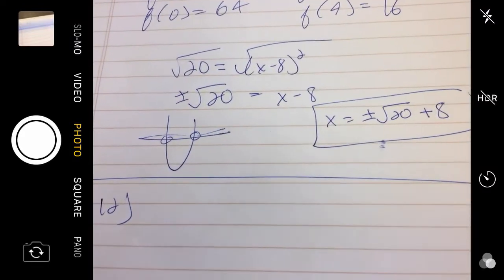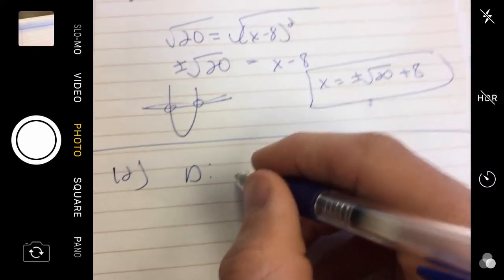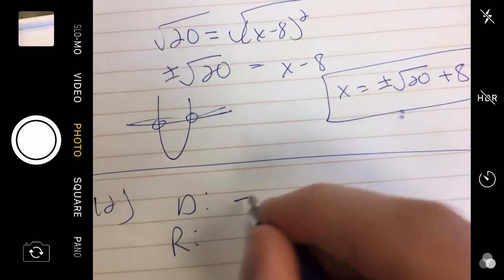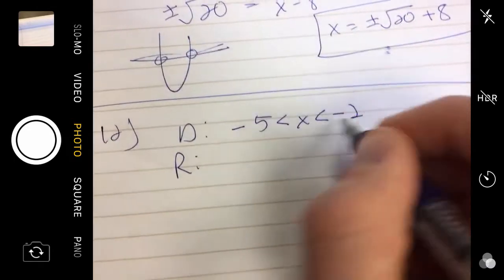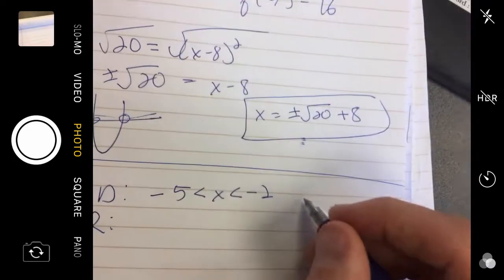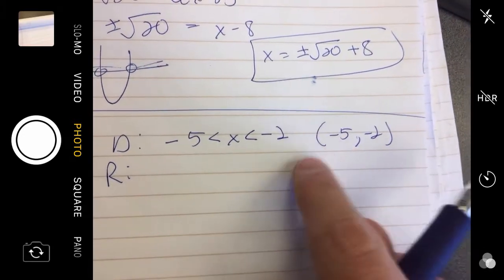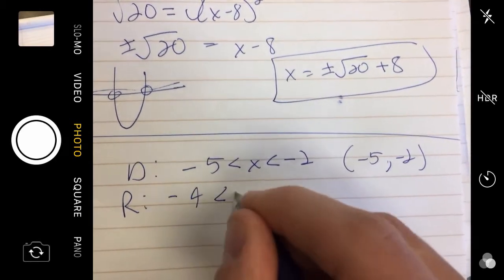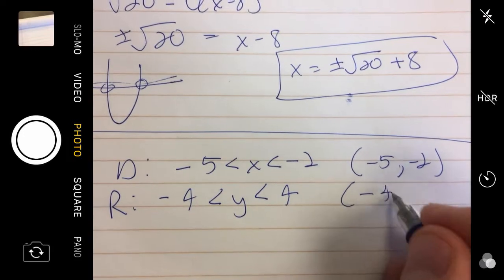Domain and range. Okay, so the first domain, this is for the first graph there, they're open circles. So it's going to go from -5 is less than x is less than -2. No or equal to in there. Or you could also use this notation: -5, comma, -2. Make sure you use parentheses because it's open circle. Range going from -4 less than y up to 4. Or in this notation would be that.